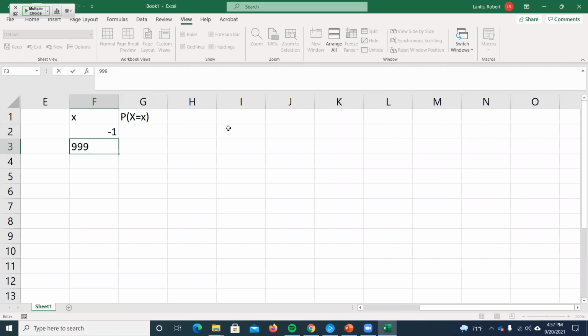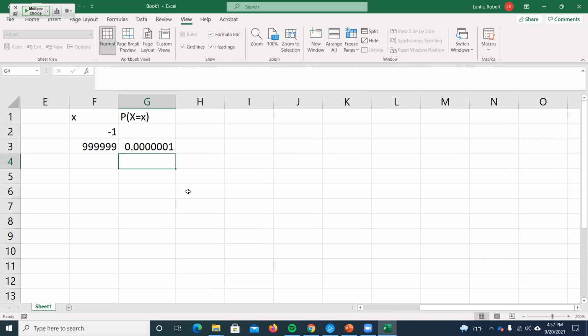So just putting those two payoffs of the lottery in. I said 0.0000001. So very unlikely we win that lottery. I don't know why I copied that there. I didn't want to do that. So the probability I don't win is just 1 minus that.